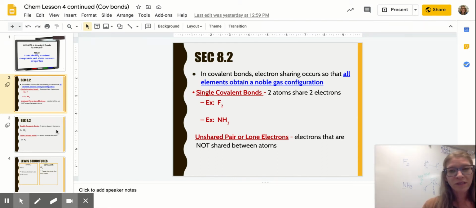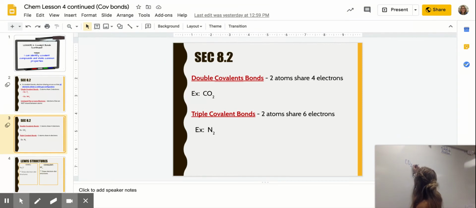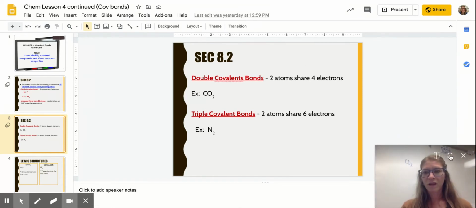All right, here we go with the double bonds. So a double covalent bond is when 2 atoms share 4 electrons. And again, we'll go full screen so you can see how a double bond looks and how a triple bond looks. So a double bond is when 2 atoms share 4 electrons. So the example shown is CO2 for a double bond. Again, I'm going to go full screen so you can see the drawing a little better.